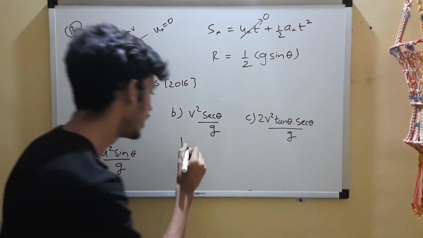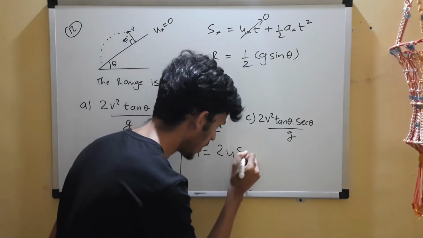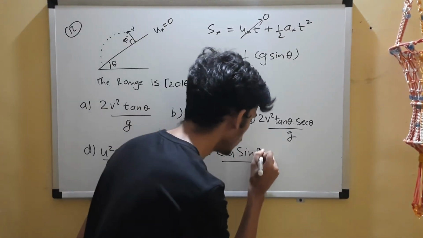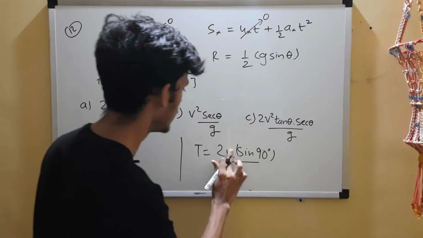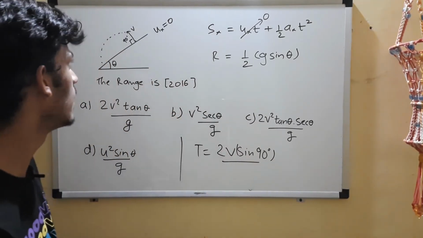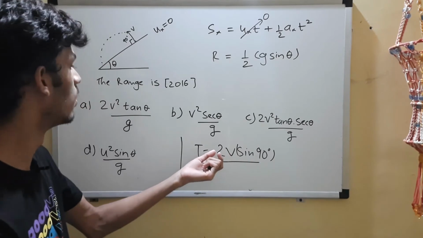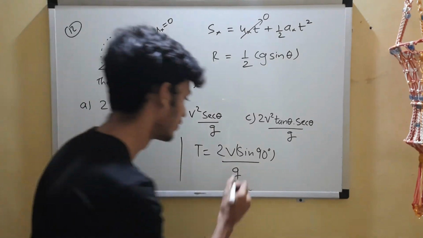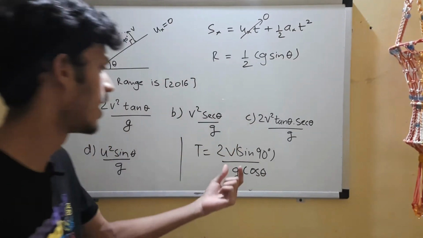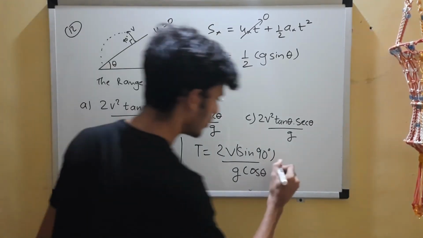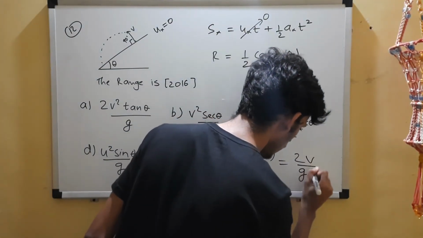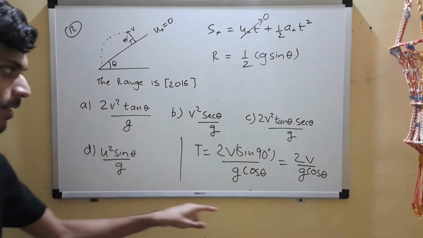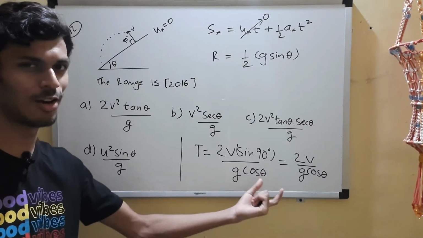So t, how to find t? Time of flight, right? So 2u sine theta by, not sine theta, it will be sine 90, so 2u sine 90, and you can see that the angle of projection is 90 degrees. The initial speed is v. Now it will be 2v sine 90 by g cos theta, so that will give us 2v by g cos theta. So that is the formula for the time of flight. On an incline, you just have this extra cos factor over there.